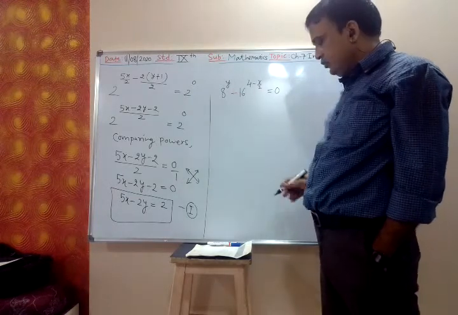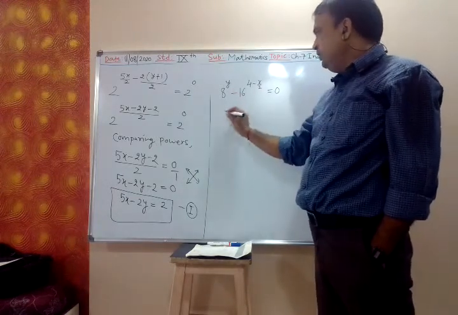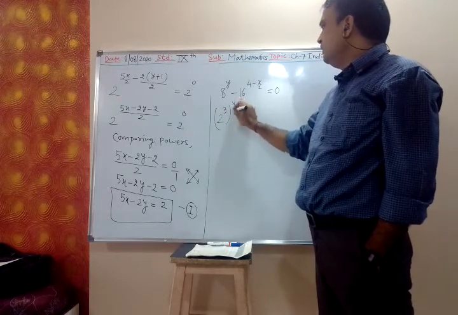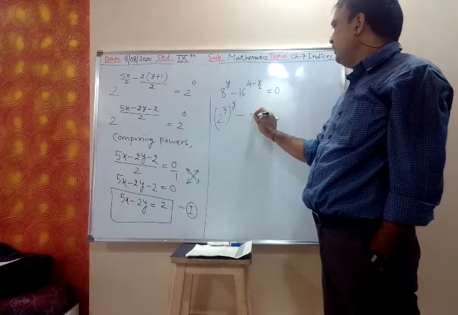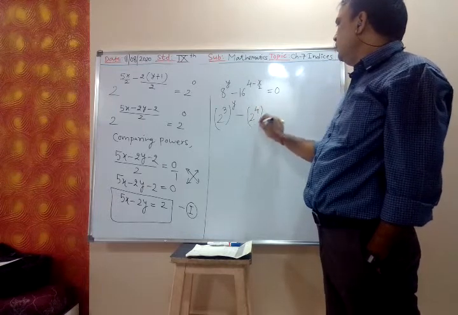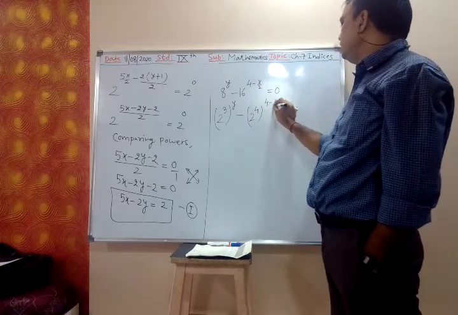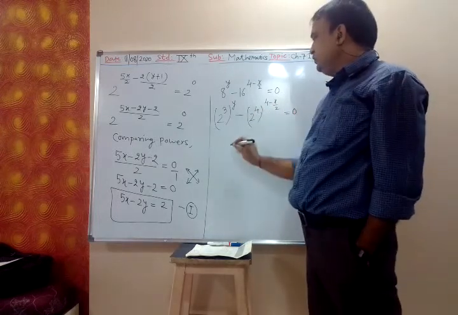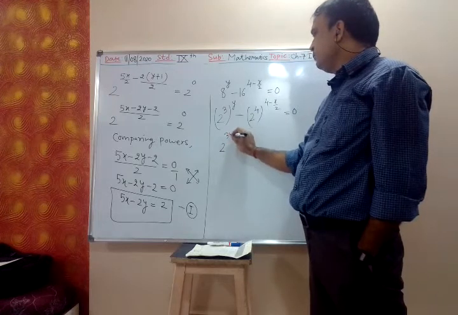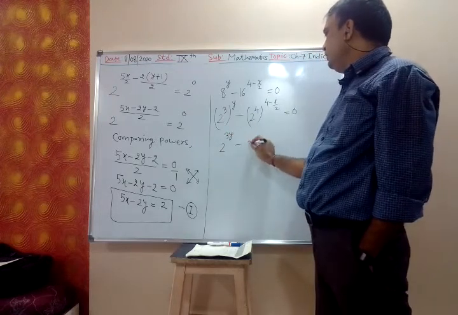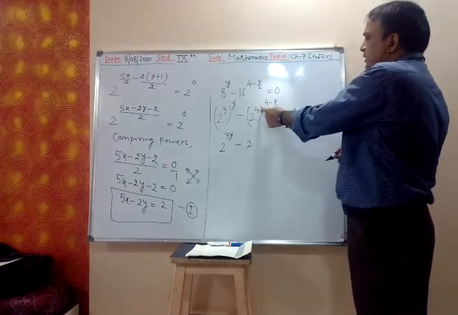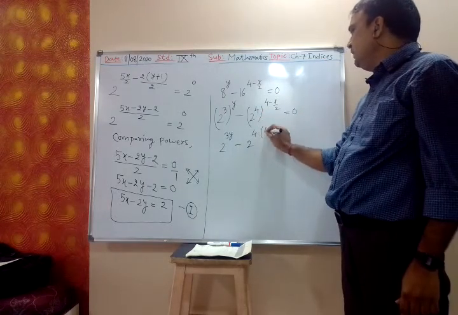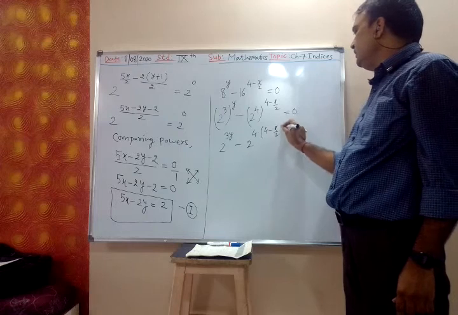What you can write? 8 raised to y. 8 you can write 2 raised to 3. Correct? 2 raised to 3 raised to y, minus 16 I can write 2 raised to 4 raised to 4 minus x by 2 is equal to 0. So 2 raised to 3y minus 2 raised to, now power raised to power, multiply the power. So 4 I have to multiply with 4 minus x by 2, power will be multiplied.